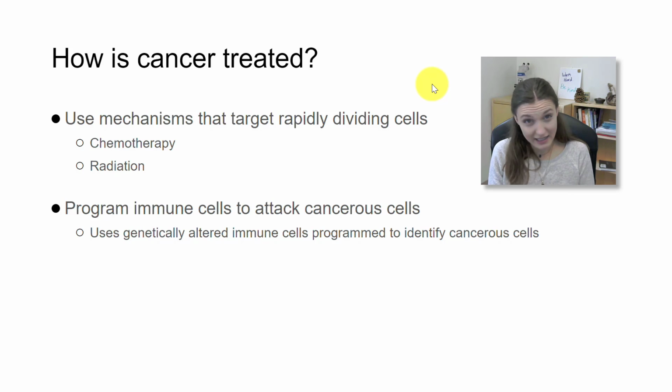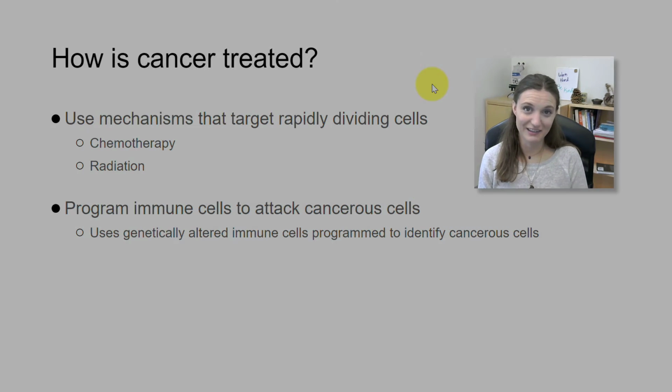There's some new and exciting stuff going on, looking at how to program our own immune cells to attack just our cancerous cells. So we can train our immune cells to look for a very specific marker that is unique to that cancer, and then they would attack that specific cell type. So there's some new exciting stuff going on there as well.